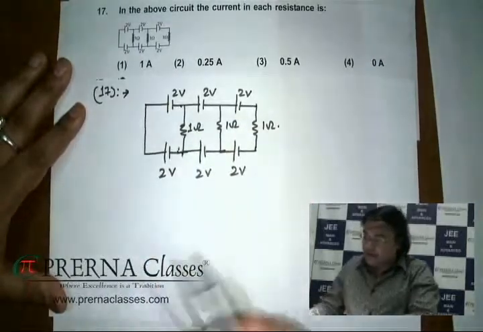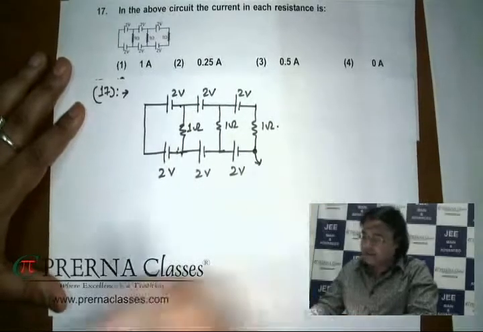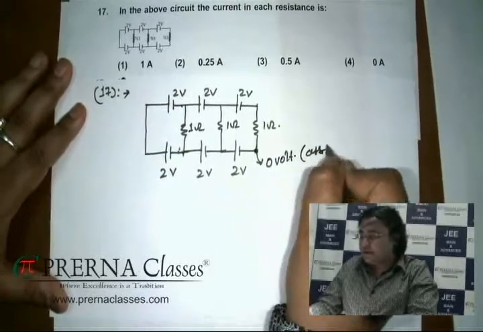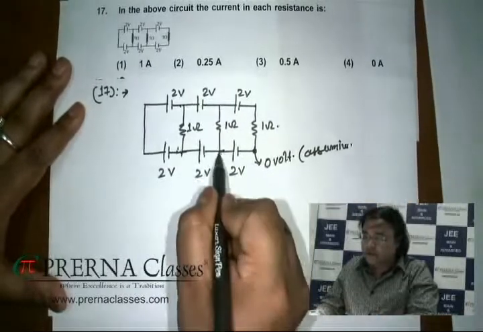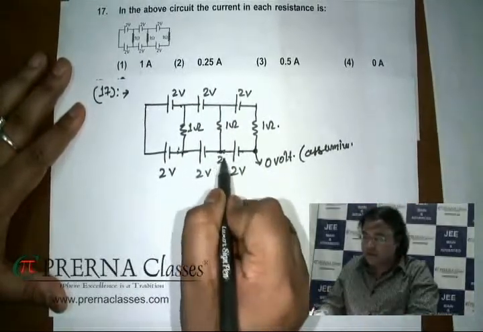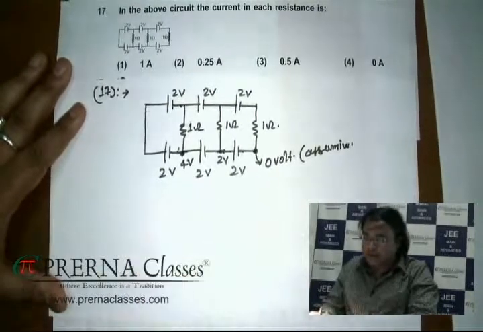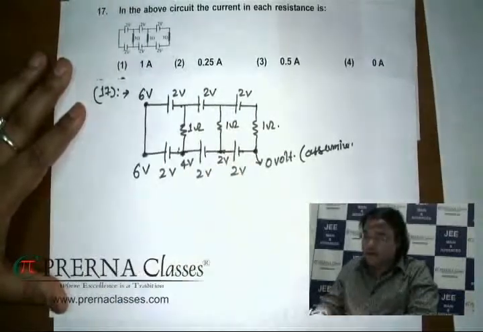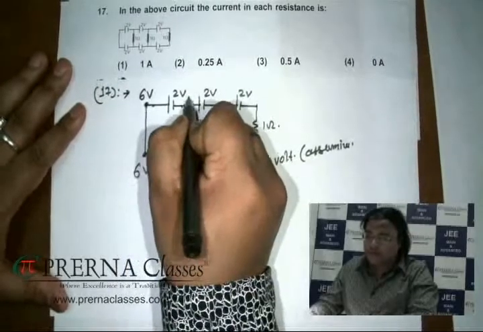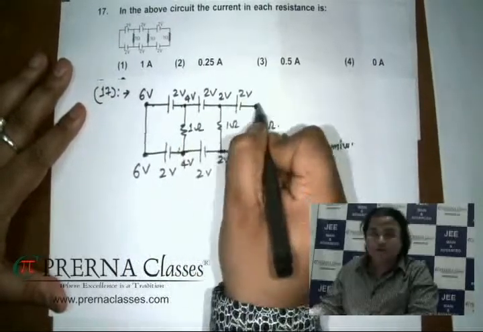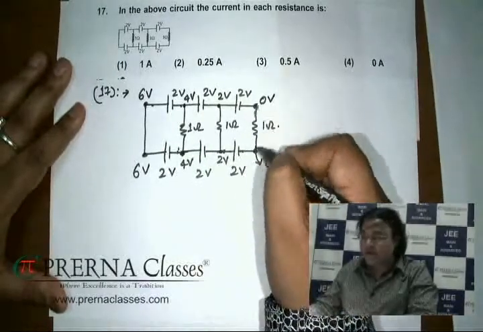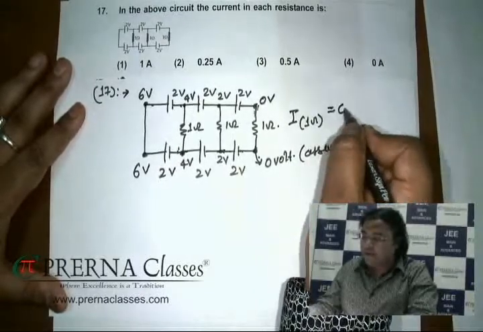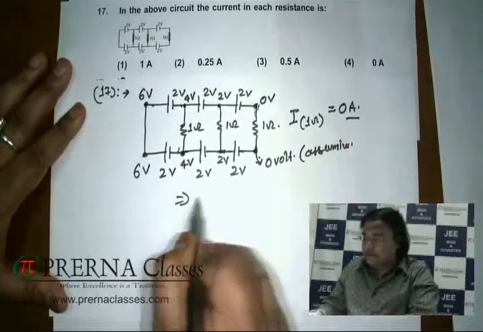Another approach you may take is nodal analysis, taking the potential at this point as 0 volt. So what will be the potential at this point? Since the potential difference is 2, it will be 2 volt. So at that point it will be 4 volt, and at that point it will be 6 volt. There is no device, so that point is also at 6 volt. Now the potential drop here is 2 volt, so that point is at 4 volt, here it is 2 volt, and here it will be 0 volt. So what will be the potential difference across these two resistors? It will be 0. So the current across the 1 ohm resistor will be 0 ampere. So the correct option, that implies 4 is correct.